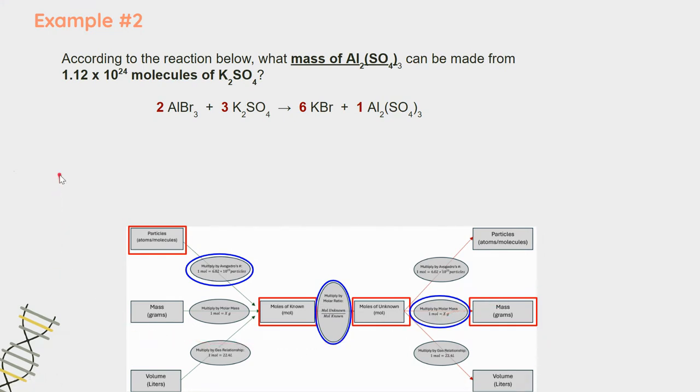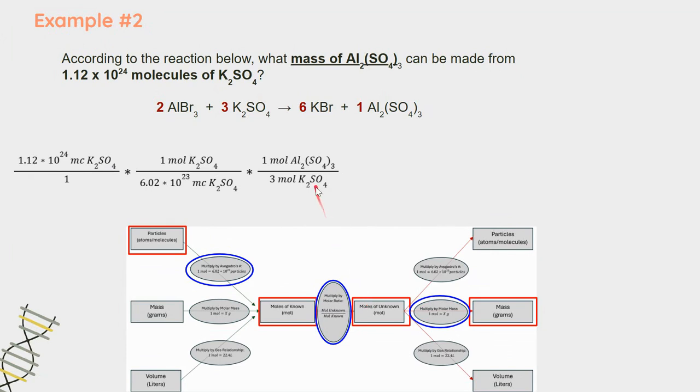Let's take a look at the setup. We'll start with our amount that we know, 1.12 times 10 to the 24th molecules K2SO4 over 1. Using our map, we're going to multiply by Avogadro's number. Molecules goes on the bottom in order to cancel, and 1 mole will go on the top. We'll then multiply by our molar ratio from our balanced chemical equation to get to moles of our unknown, 3 moles K2SO4, right from our balanced equation. And then 1 mole Al2(SO4)3 on top. That's what we're looking for. And then we'll multiply by molar mass of Al2(SO4)3 to get back to grams Al2(SO4)3.